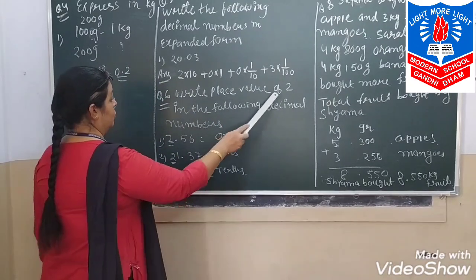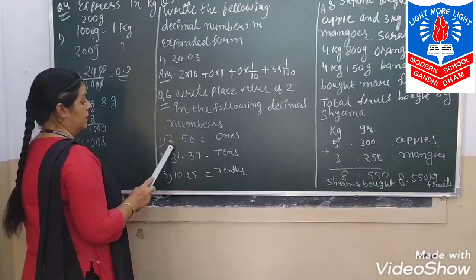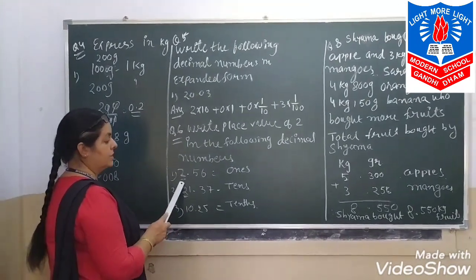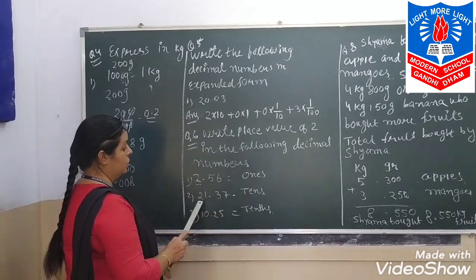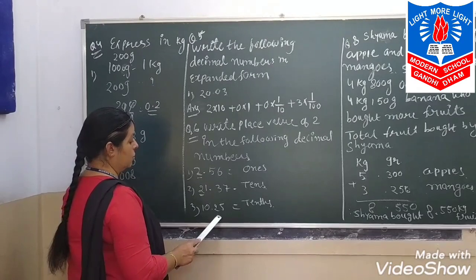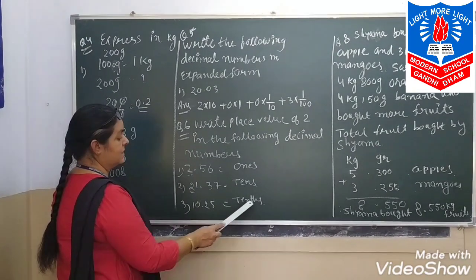Write the place value of 2 in the following decimal number. See, 2.56. 2 is in the 1's place, so 1's. 2 is in the tenth place, so 10's. Here the point after the first digit means the tenth place.